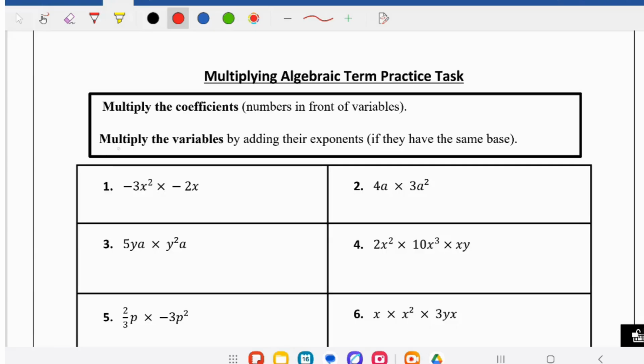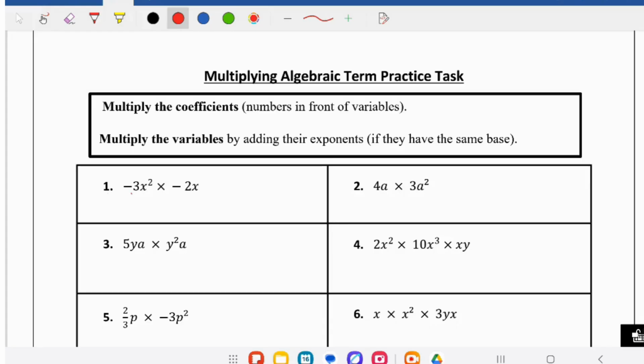Number two is multiply the variable. All letters are variables. In this case, x is a variable. So we multiply by adding their exponents, or the powers. When we multiply the variables, if the variables are the same, we add their powers. If they are different, we write them as they are. Okay, so let's start with question number 1.